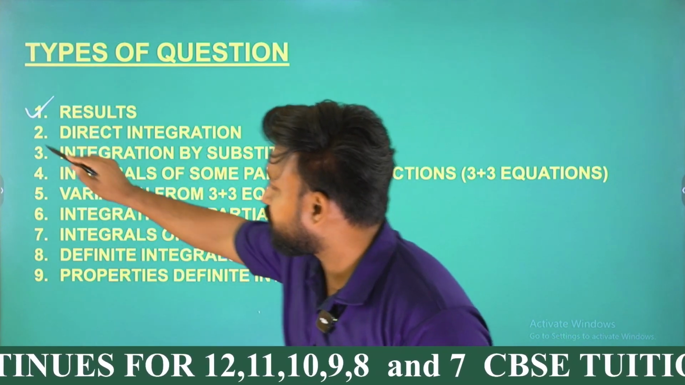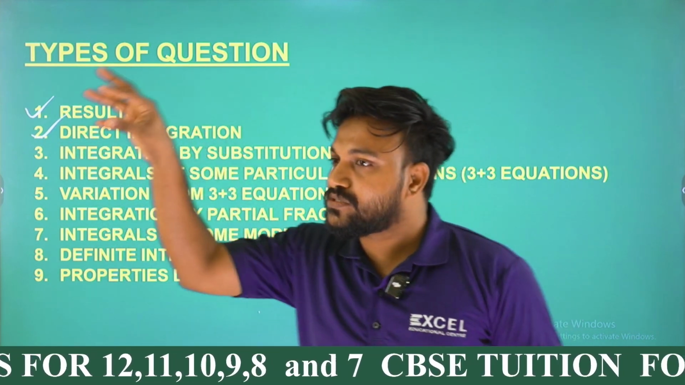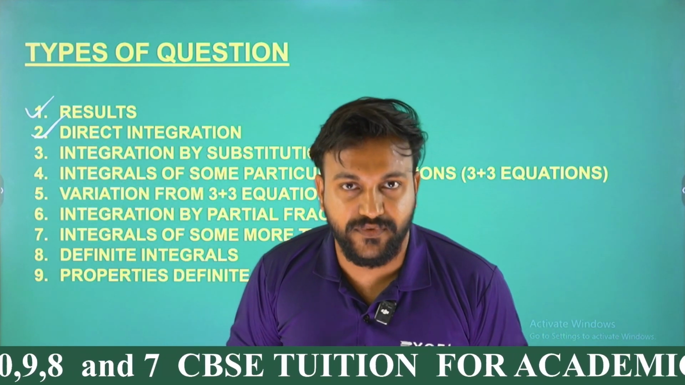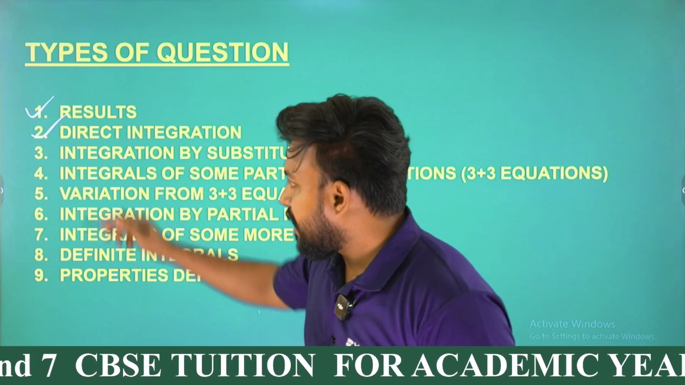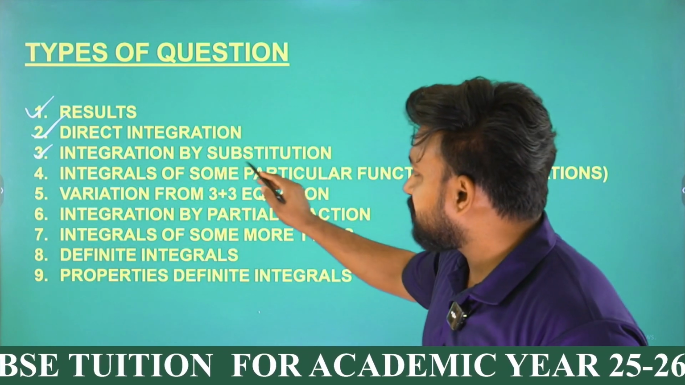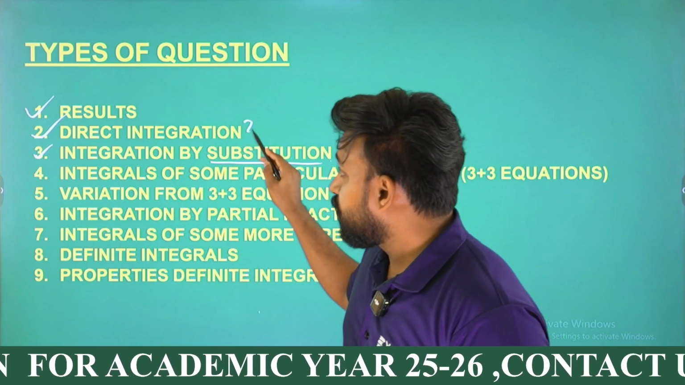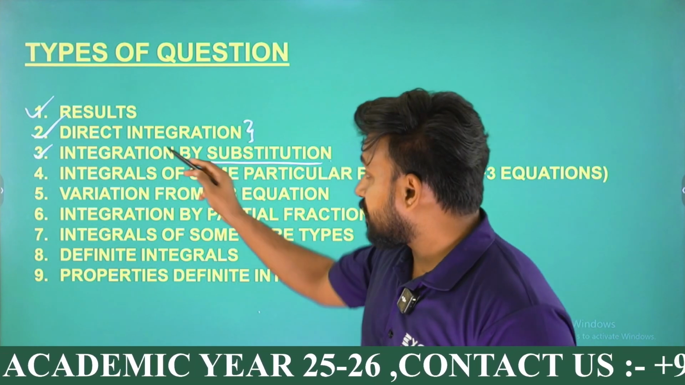And the second type is what? Direct integration. Use the result. They will give you some function. Use the result and find the answer or integrate it. And the third type is what? Integration by substitution. You have to substitute. You are not able to do direct integration. So what you have to do? You can do substitution.